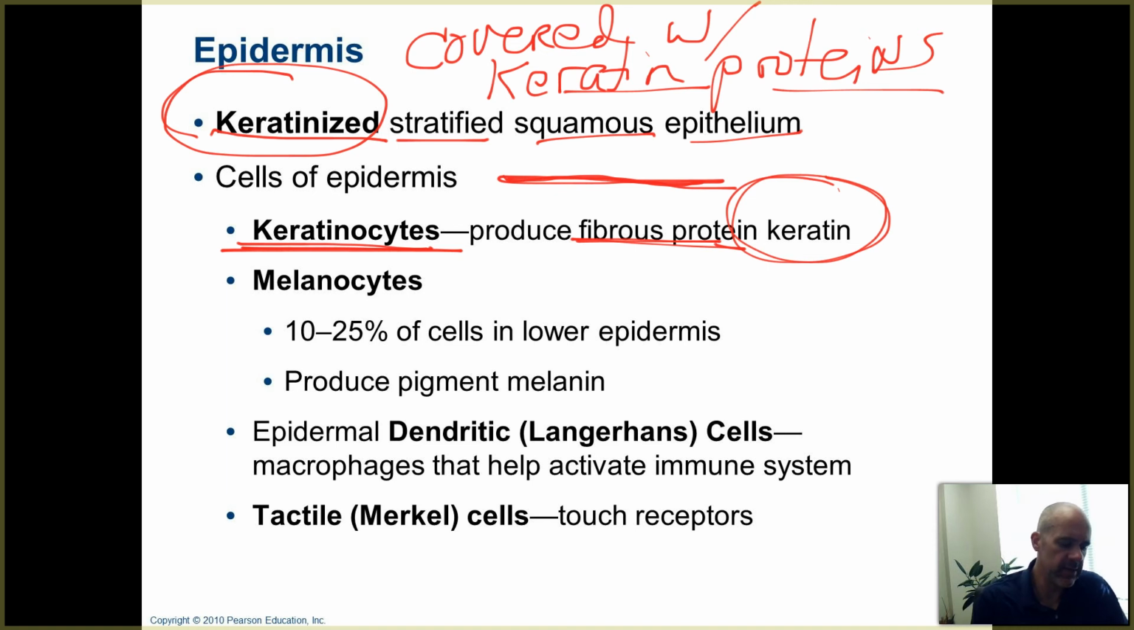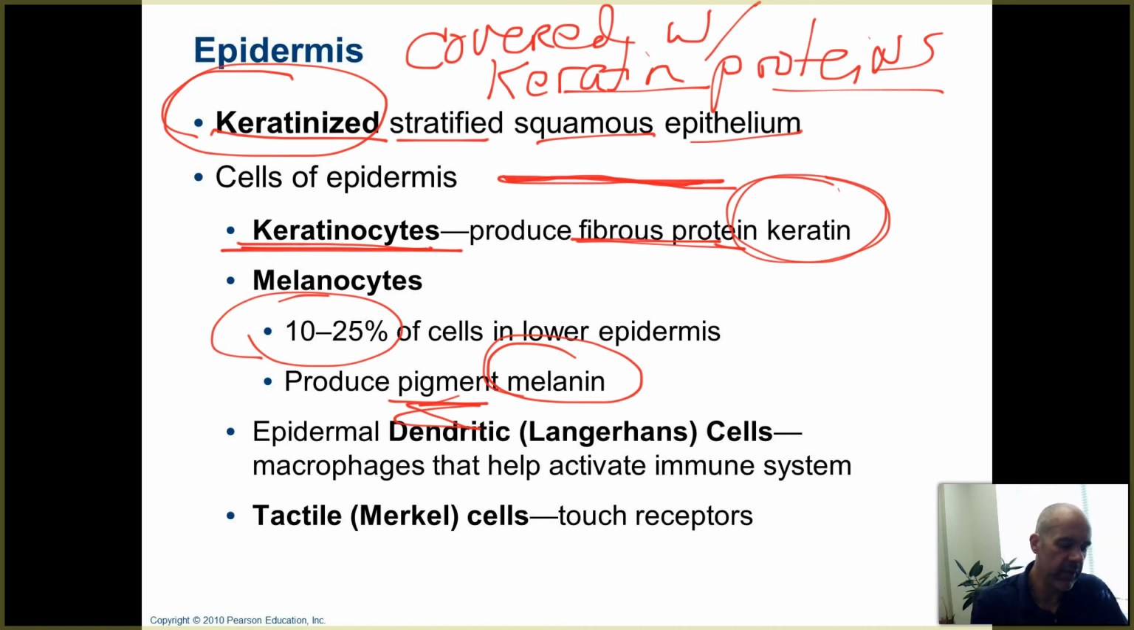Melanocytes or melanocytes, you'll hear a couple of different pronunciations for those. Those are about 10 to 25% of your cells down in the deeper portions of the epidermis, so pretty close to the dermis. And those make a skin pigment. All right, a pigment is a chemical that has a coloration to it. So these cells make melanin. That's your main skin pigment that contributes to skin coloration. So it has a darkish brown color to it.